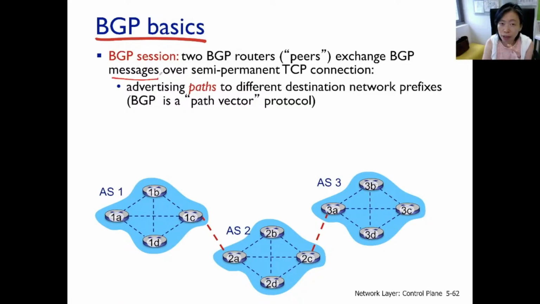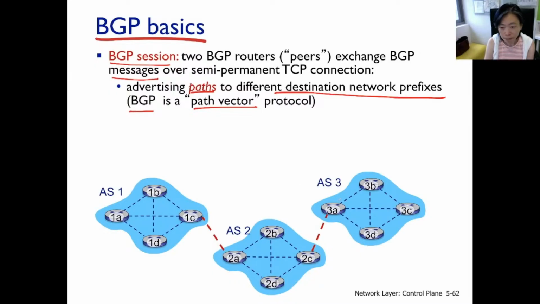Now, the messages we're exchanging between the BGP routers over the BGP sessions are these: the paths to all sorts of destination networks, the paths to all sorts of destination ASs. In fact, altogether, we just call it the path vector. Okay. So BGP, again, a path vector protocol.